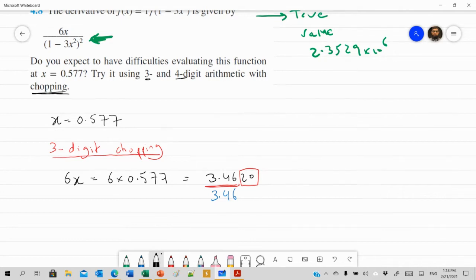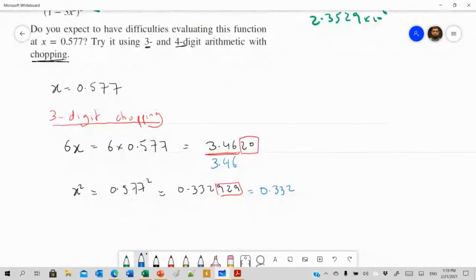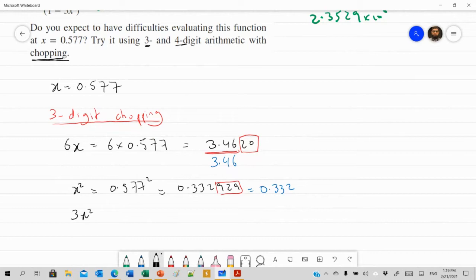Then in the denominator, we have 1 minus 3x square, the whole square. So I'll find x square, which is 0.577 square. So 0.577 square is 0.332929. So again, chopping after three digits, we'll be left with 0.332. Then it is multiplied by 3, so we have 3x square. So we get 3 multiplied by 0.332.